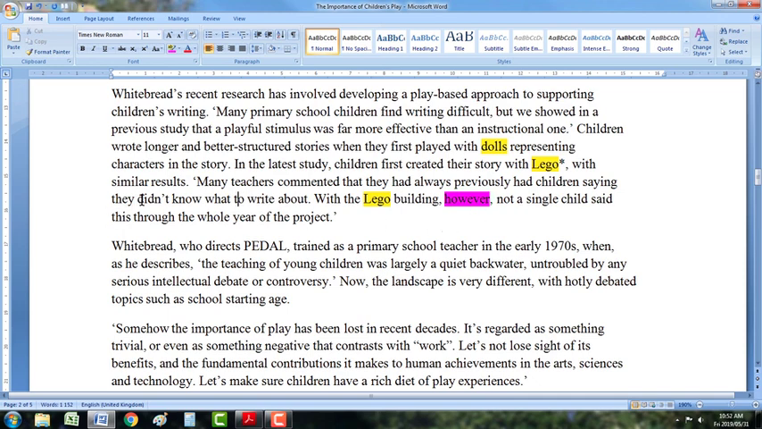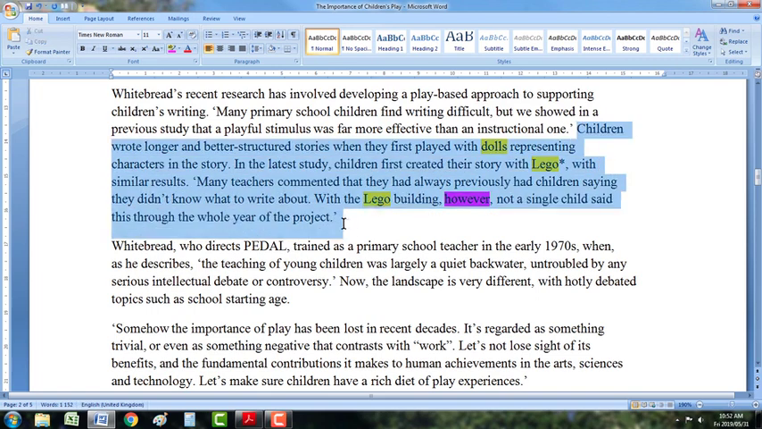It means all the children did know what to write about. So they didn't have problems. It was positive. You could have gone here as well. Similar results. What are the results? Better and longer stories. That's positive. That's not problems. So you could have gone from anywhere over there.